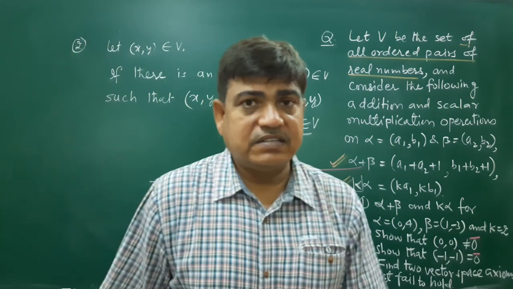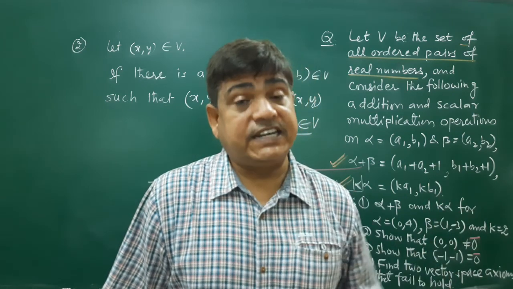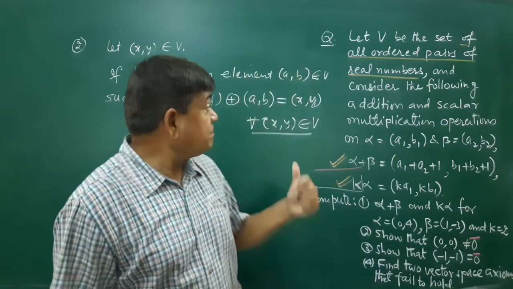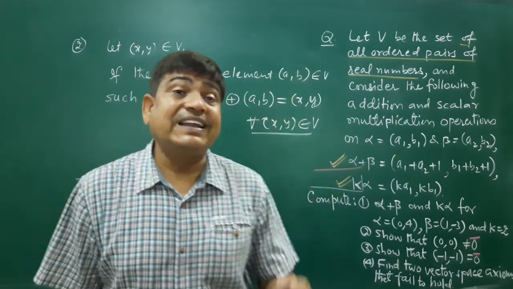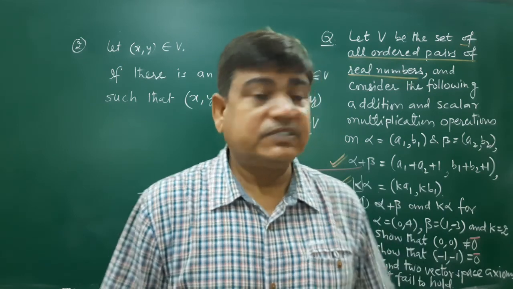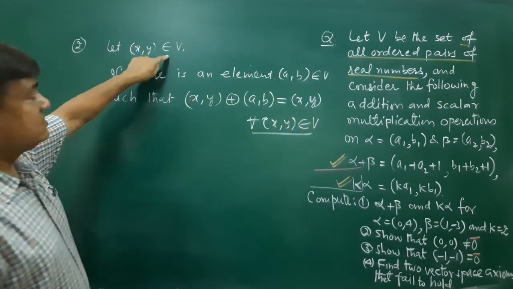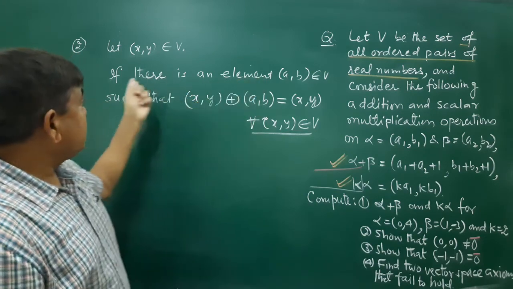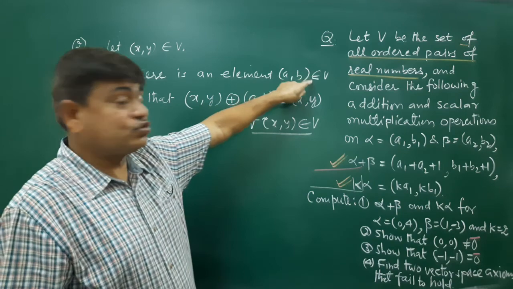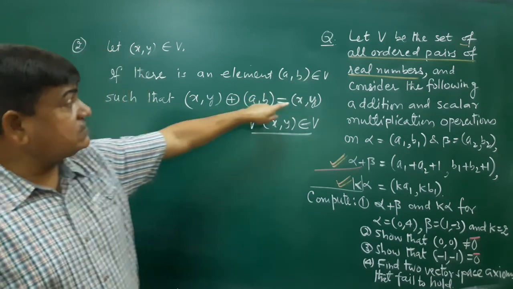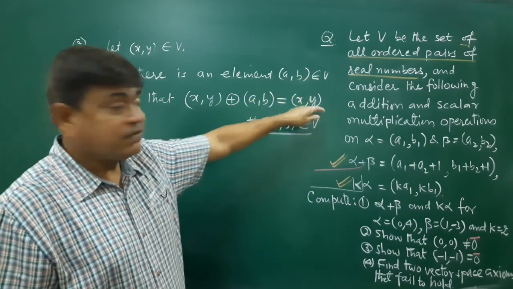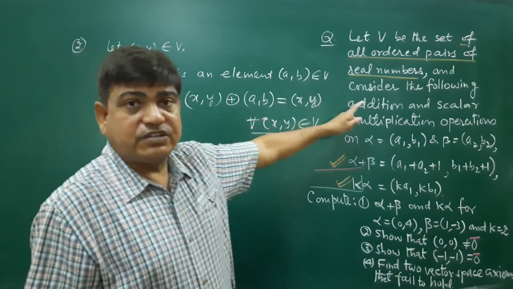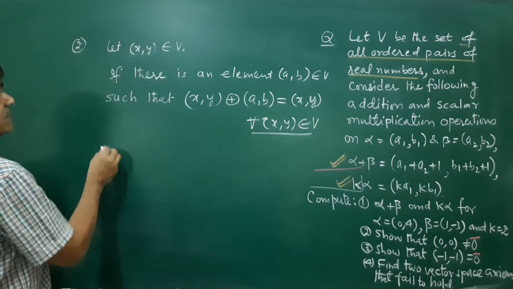The identity element is that which must be a member of the given set, and if any element of the given set is composed with this, the answer is the element itself. That is by definition. So here I suppose this is a member of V. If there is an element, it is not necessary, but I have written if there is an element, this belongs to V such that this operation holds for all this, then we will say (a,b) will be the identity of this. Now let us apply this.